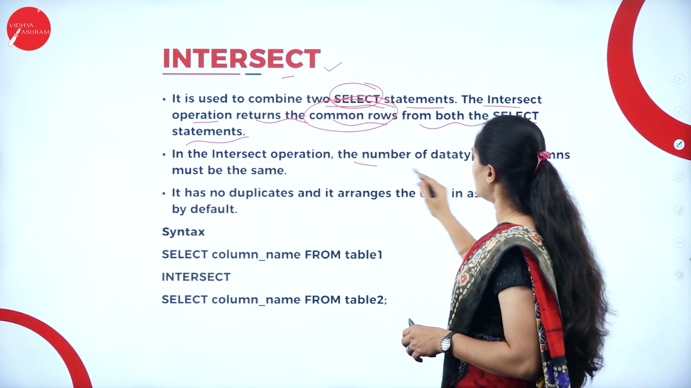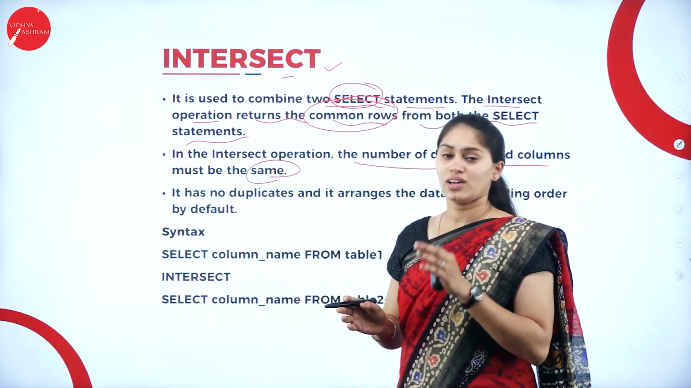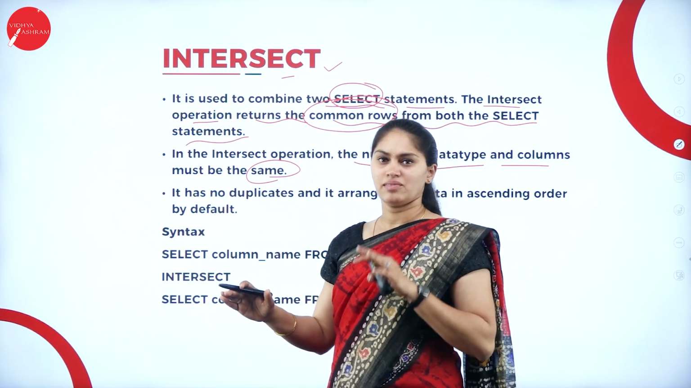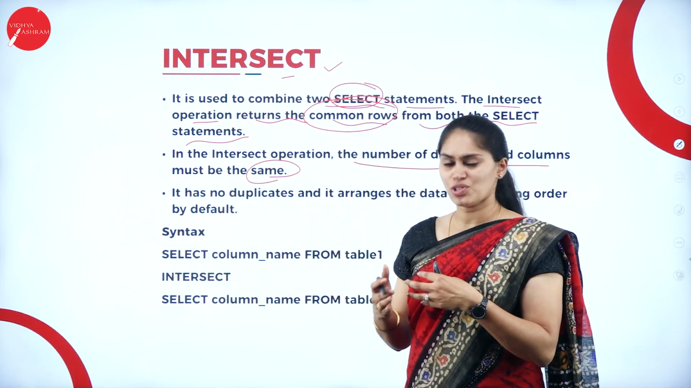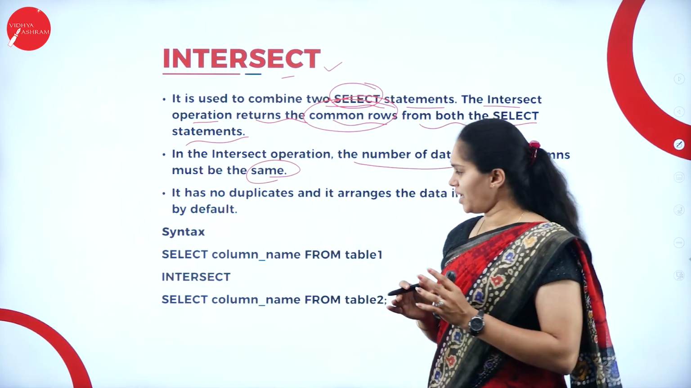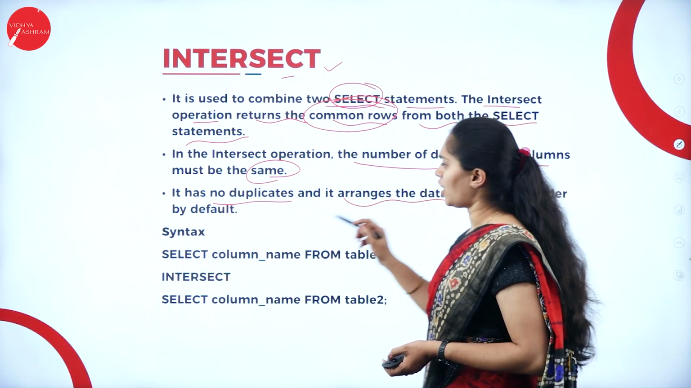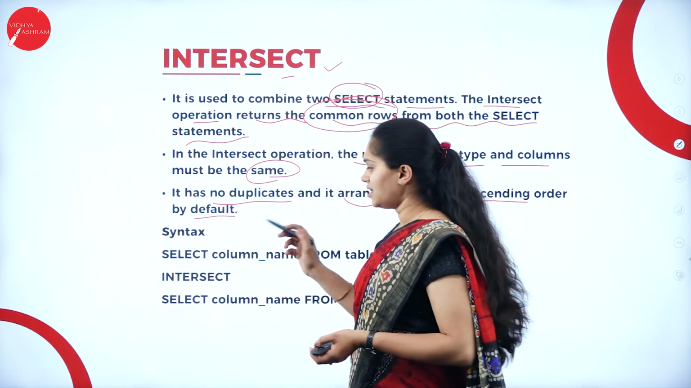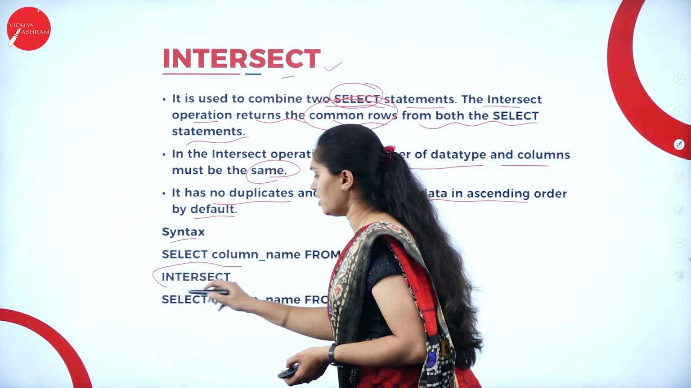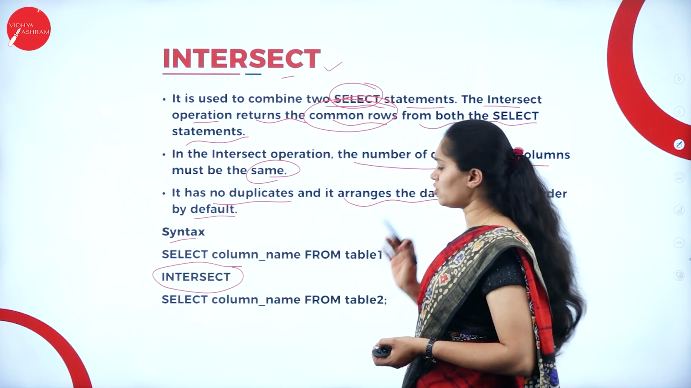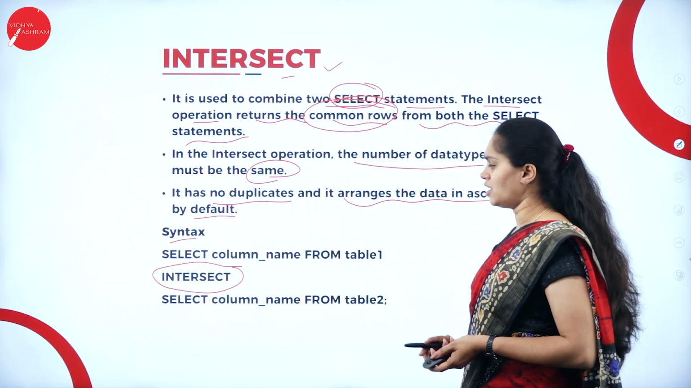Here also the number of columns and data types must be the same. If I want to compare table 1 with table 2, then the number of columns and the data types used in table 1 and table 2 need to be the same. The result has no duplicates and arranges the data in ascending order by default. Then what will be the syntax? Select column name from table 1, then intersect. In between only you need to change the keyword. Apart from that, all the syntax will be the same for all the set operations.